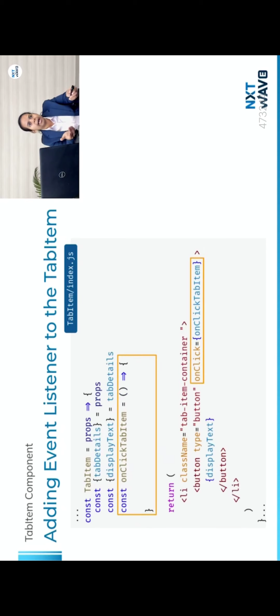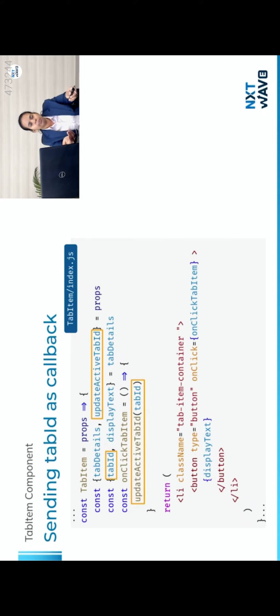In the tab item, there is a button to which we have added this onClick functionality. Then the onClickTabItem method will be called, in which we are calling the updateActiveTabId method. With this, the state will get updated, and then the projects will be appropriately filtered and displayed. For this updateActiveTabId, we need to pass the tab ID which is present in the tab details. We get that tab ID and pass it as an argument, then the state will get updated and the entire list of projects will get filtered.